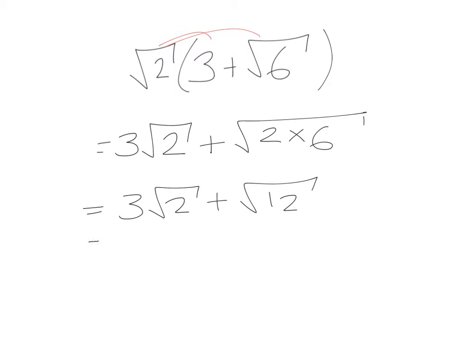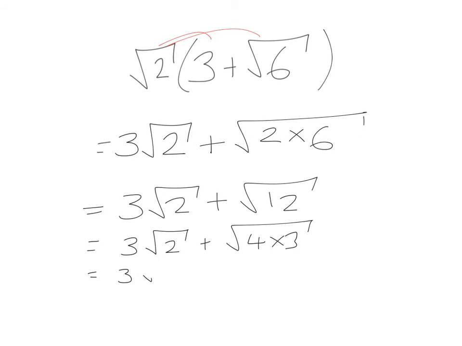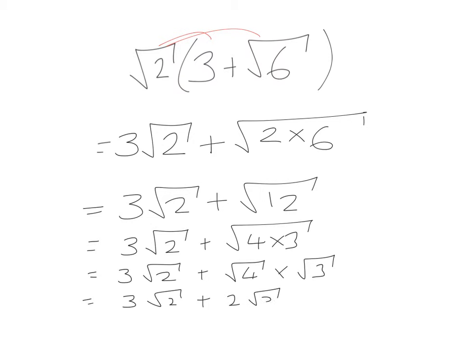But having a look at root 12, we should be able to spot that we can write it differently. We can write root 12 as 4 times 3. And if we carry on with this, we can then split them up again to get 3 root 2 plus 2 root 3. Okay, so if you can split up your bracket to involve a square number, by all means do that.